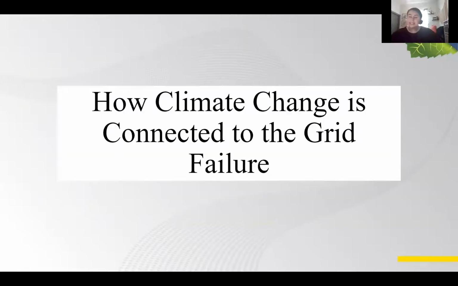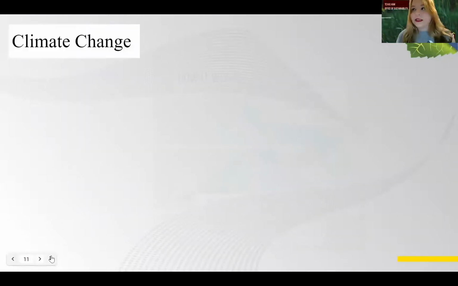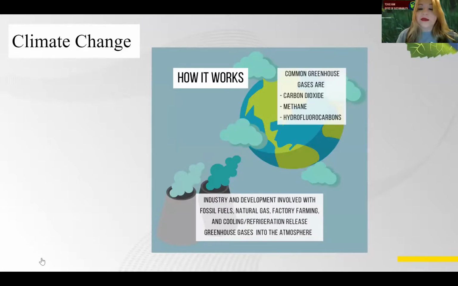And now we're going to be discussing how climate change is connected to grid failure. So in our modern day world, we know that we basically all thrive off of industry and development. And these industrial operations often use the harvesting and burning of fossil fuels, factory farming, and just cooling and refrigeration in order to provide goods and services to the people. But these industrial operations emit a lot of greenhouse gases. The most common and most damaging that we know of are methane, carbon dioxide, and hydrofluorocarbons.